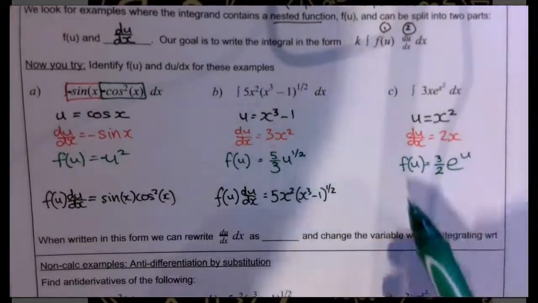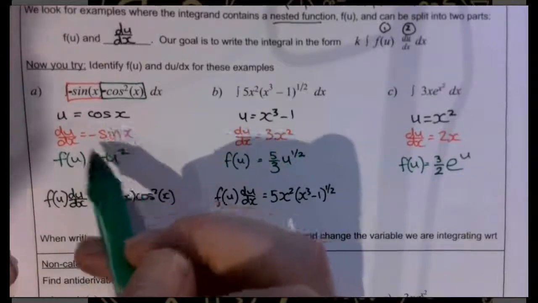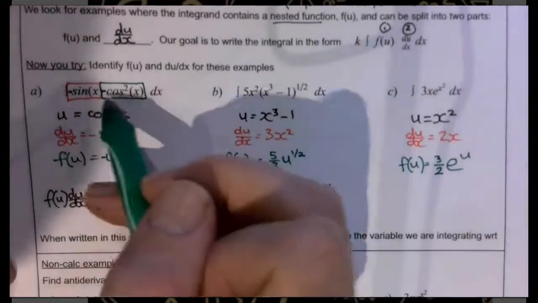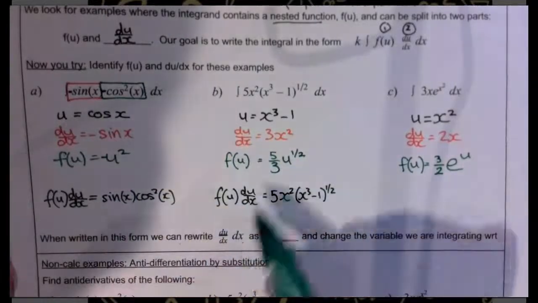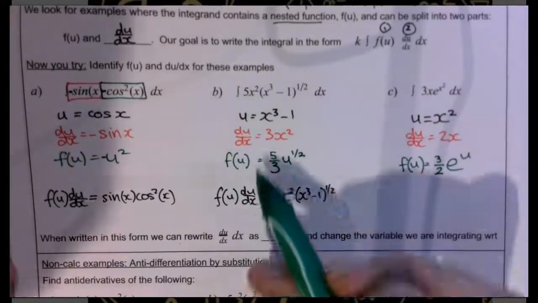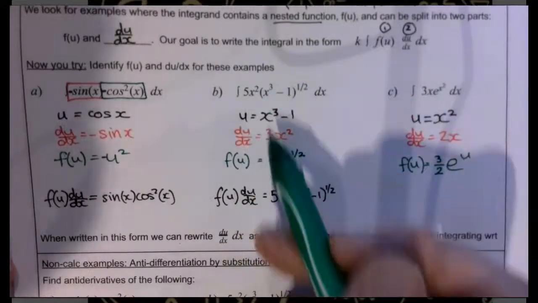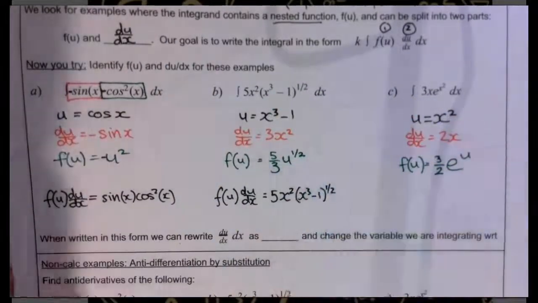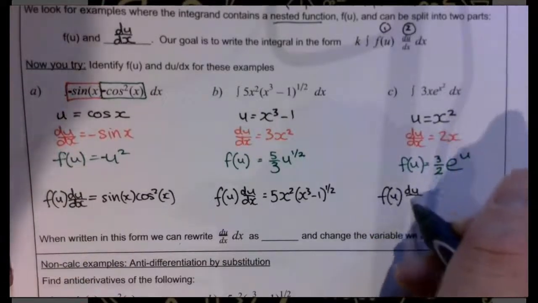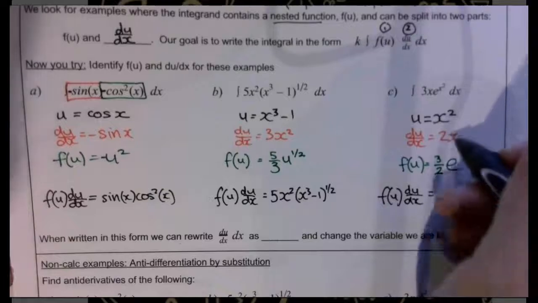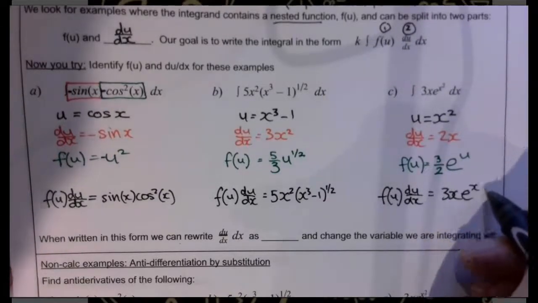So if you're struggling, a way to find the f of u is to, once you've found your du by dx, divide the original integrand by that. And that will tell you what's left as your f of u. If we divide the integrand by du by dx, it's going to tell you what to make f of u. And in this case, f of u times du by dx, we can check it. These two multiply to give me the integrand, 3x e to the power x squared.